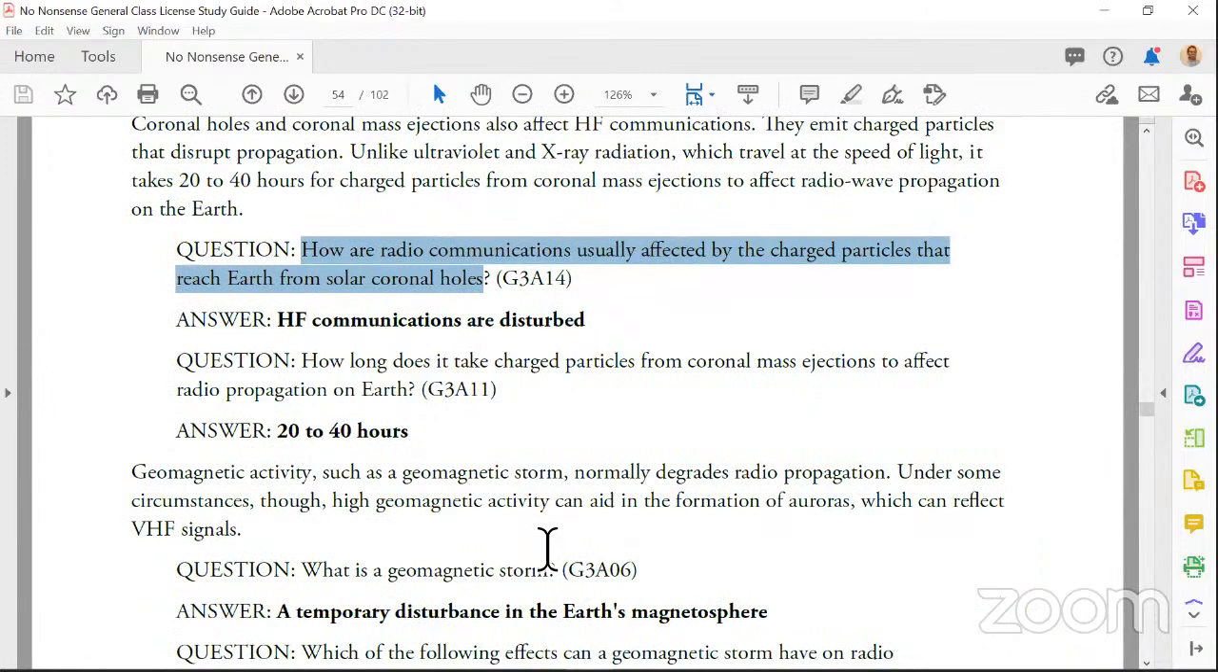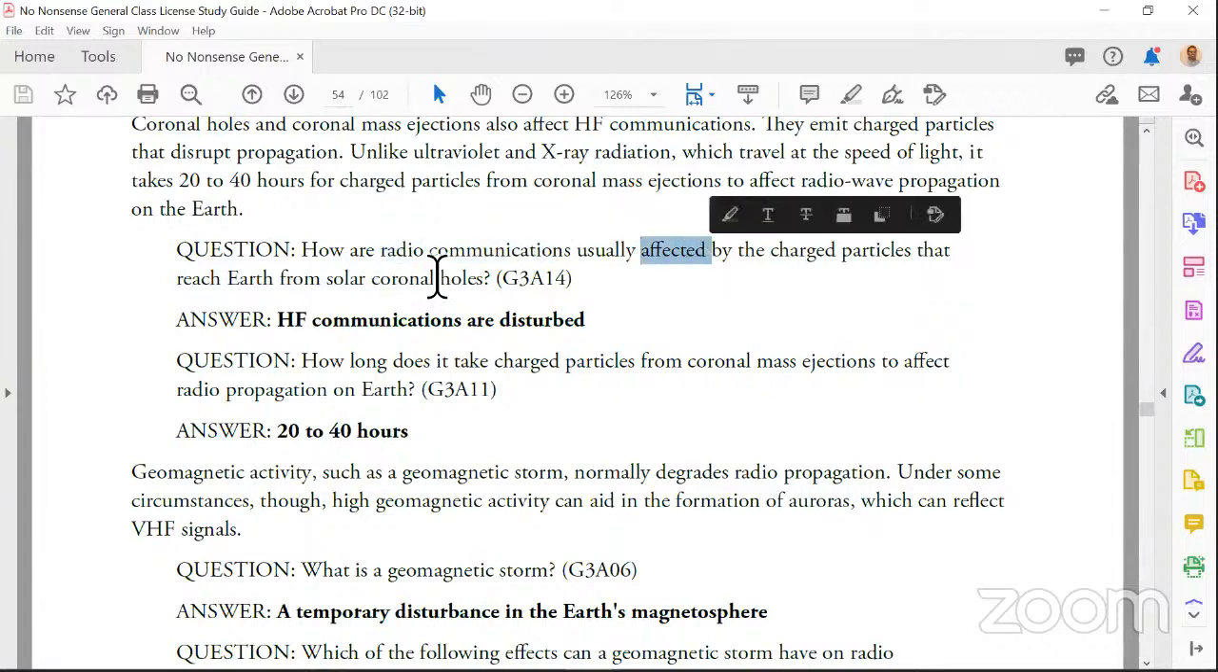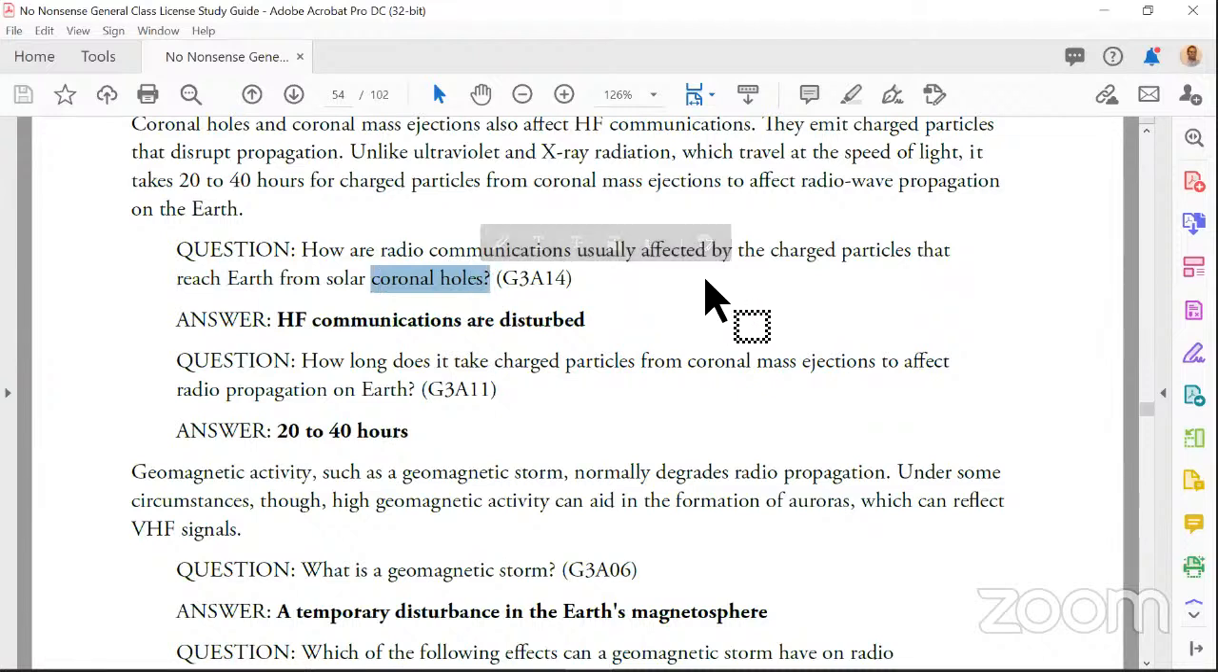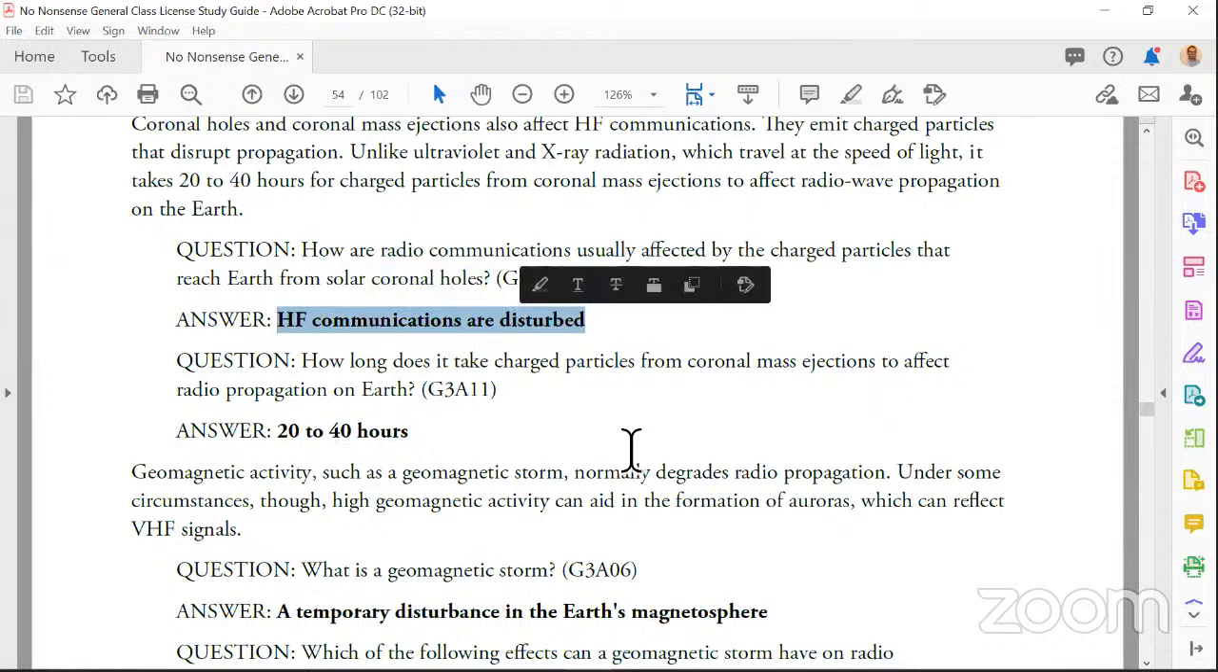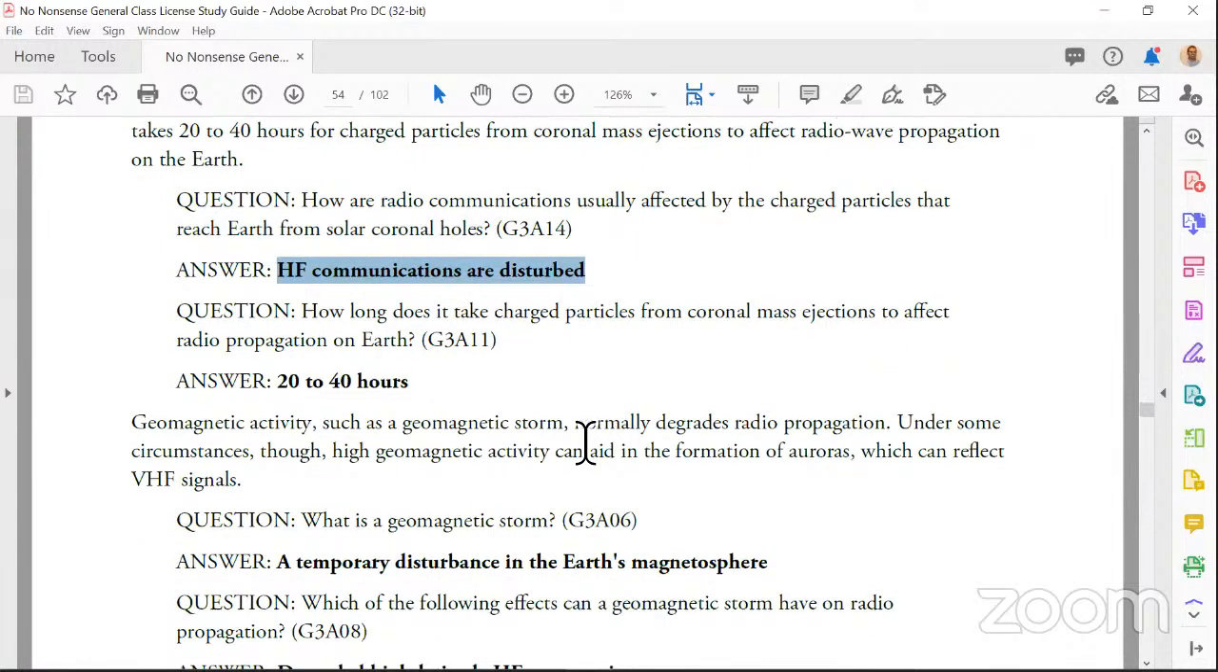How are radio communications usually affected by the charged particles that reach Earth from solar coronal holes? So let's dissect this question a bit. What they're asking is, how is radio communication affected from coronal holes? So when you have coronal holes, you have charged particles that leave the sun. They come and they cause a disturbance. So that's the answer. HF communications are disturbed.